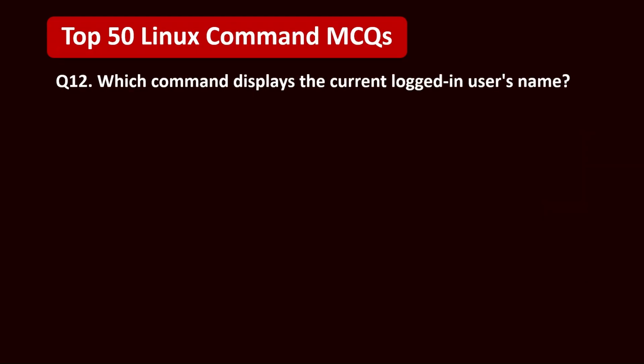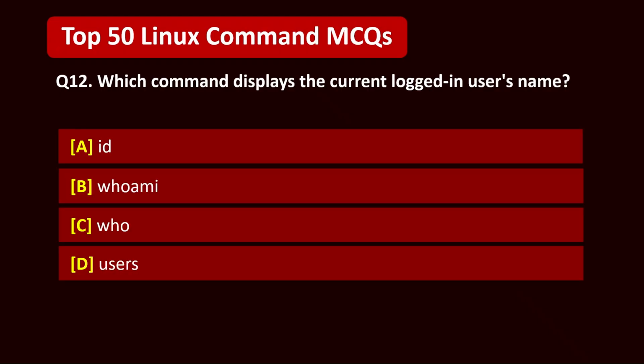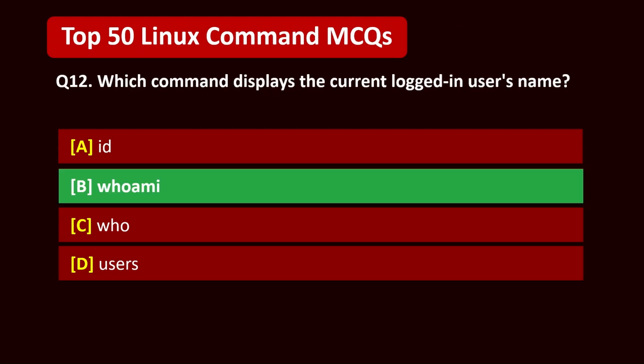Question 12. Which command displays the current logged-in user's name? A. id, B. who am I, C. who, D. users. 5, 4, 3, 2, 1. Correct answer is B. who am I.